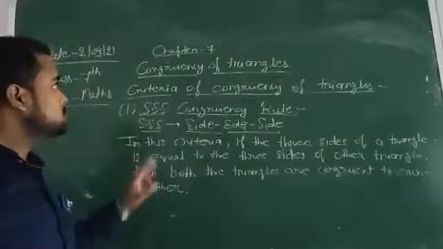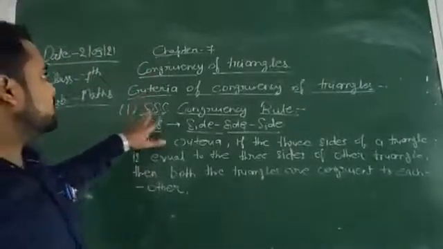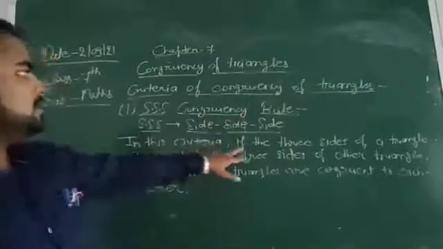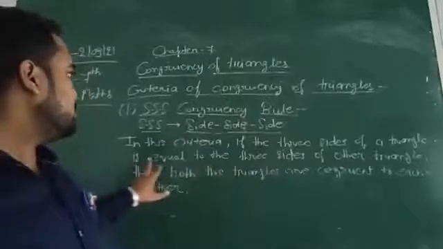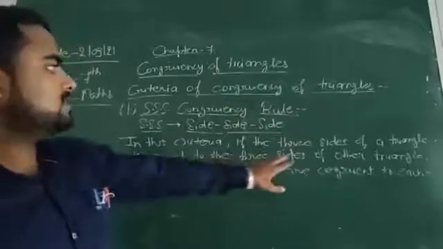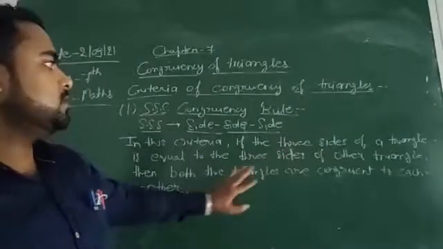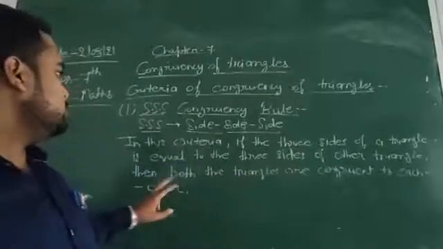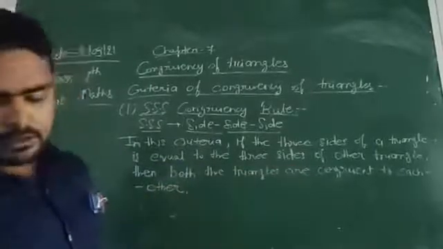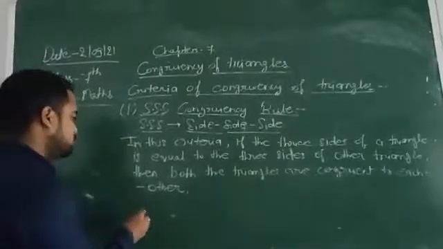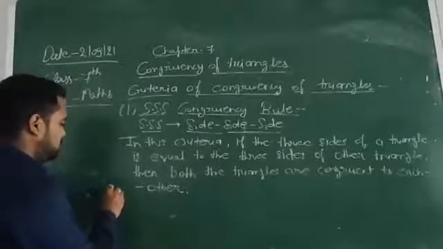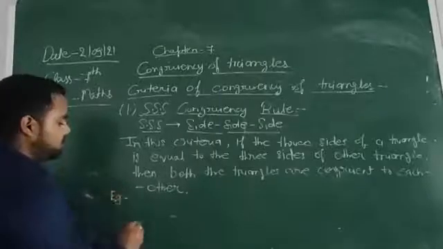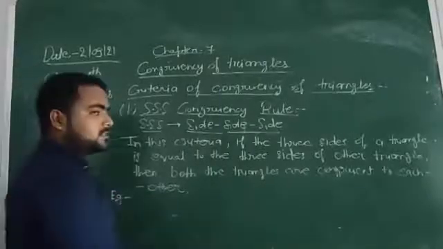So class, the first criteria is triple S congruency rule. In this criteria, if the three sides of a triangle is equal to the three sides of another triangle, then both the triangles are congruent to each other. So by an example, we can understand it clearly.